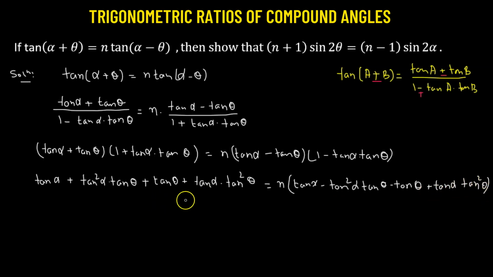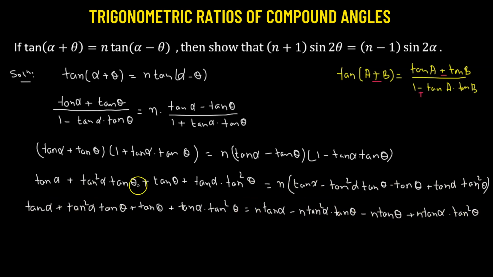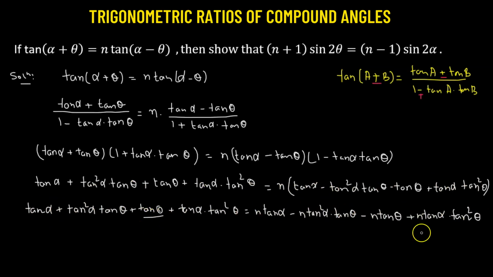Now our task will be to combine some terms. So in the next step, we'll multiply n to each of the terms. Now we'll take this tangent of theta and this negative n tangent of theta, combine them and keep them on the left hand side. So here we're going to get n plus 1 multiplied by tangent theta.